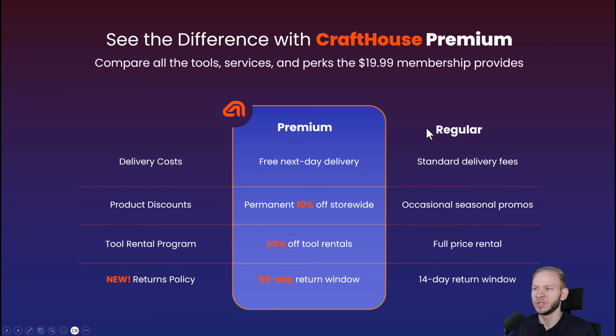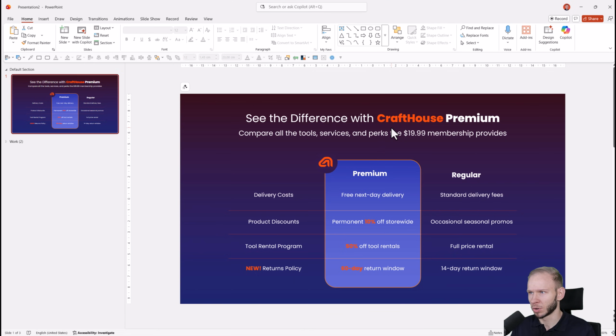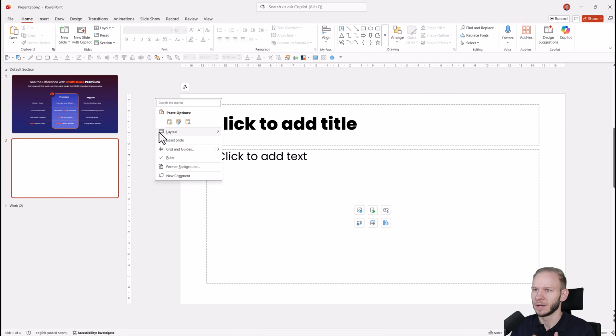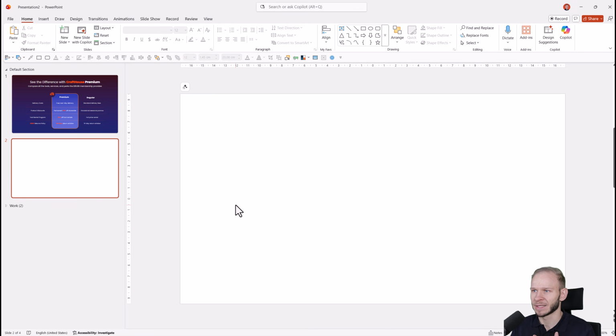In this lecture, I'm teaching you how to create advanced PowerPoint tables that look good and highlight a certain feature. Let's go straight to the work. This is for a company called Craft House Premium, and it compares their premium and regular plan. I'll go to a new slide. Let me right-click, Layout, and select Blank.